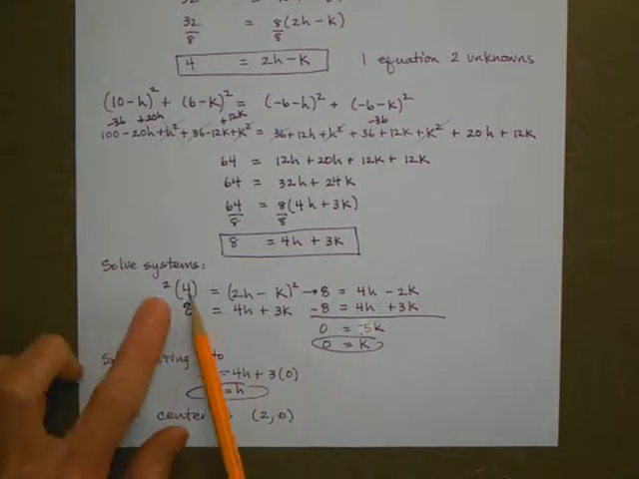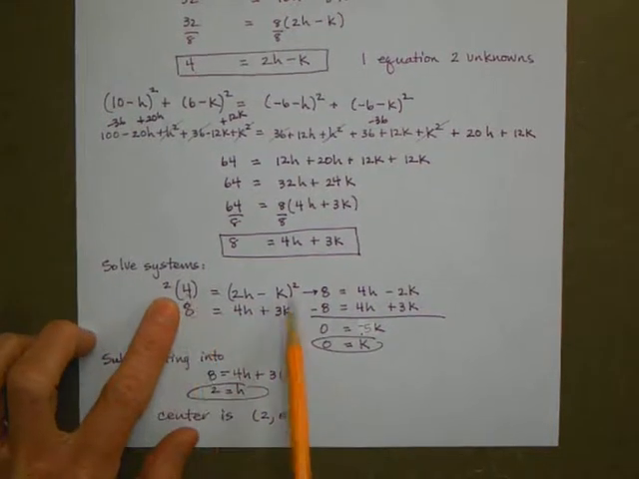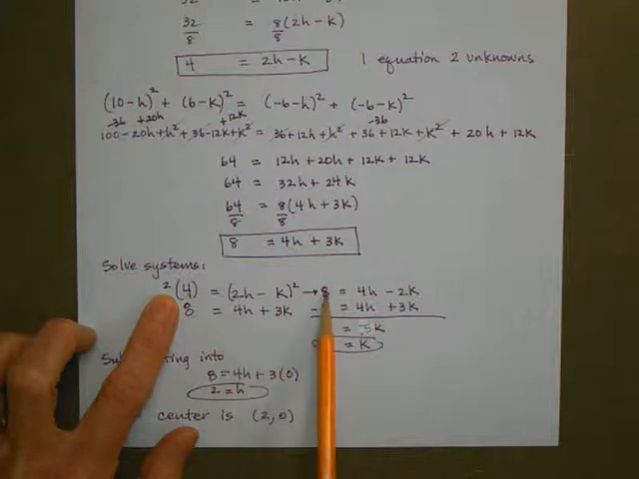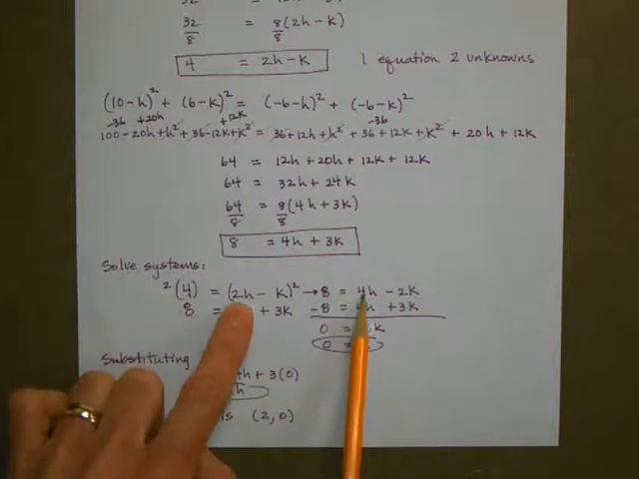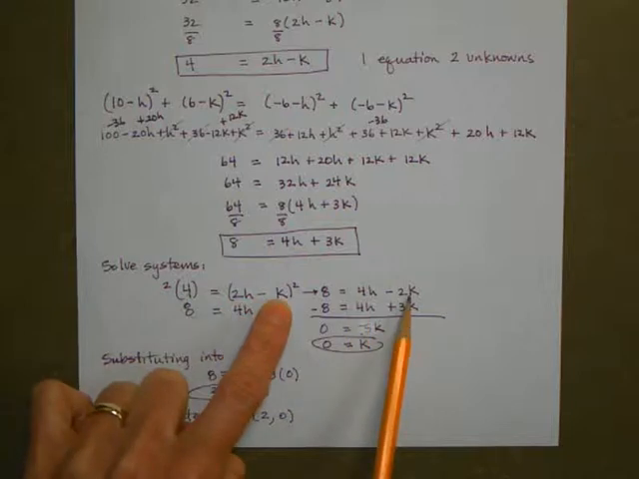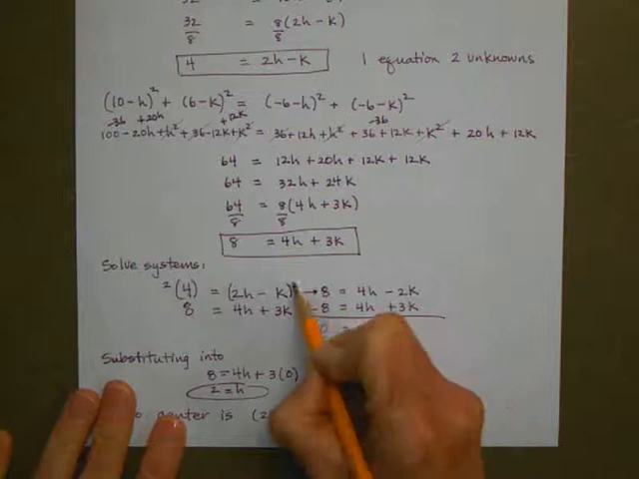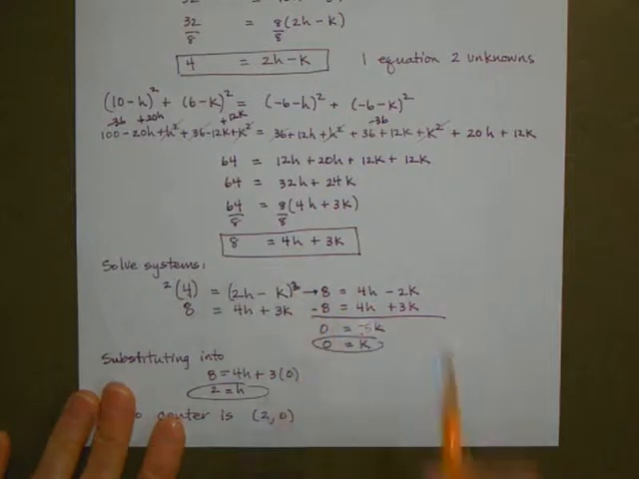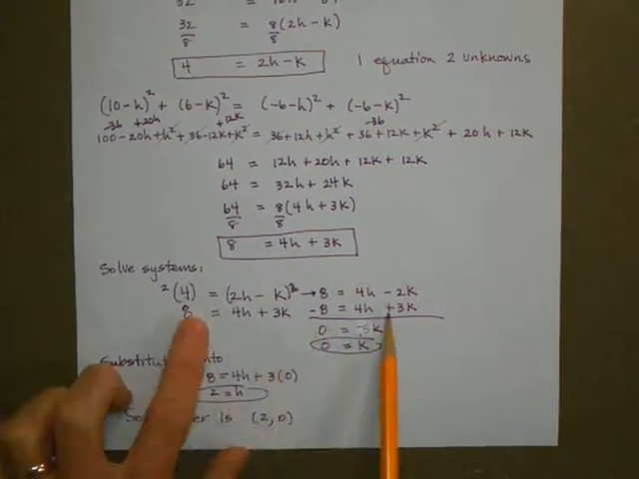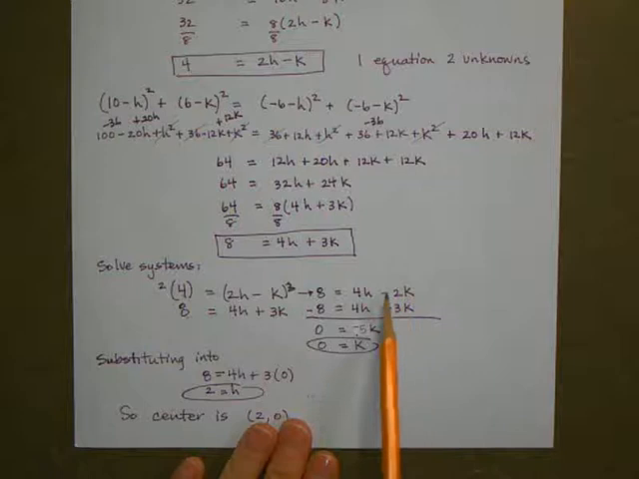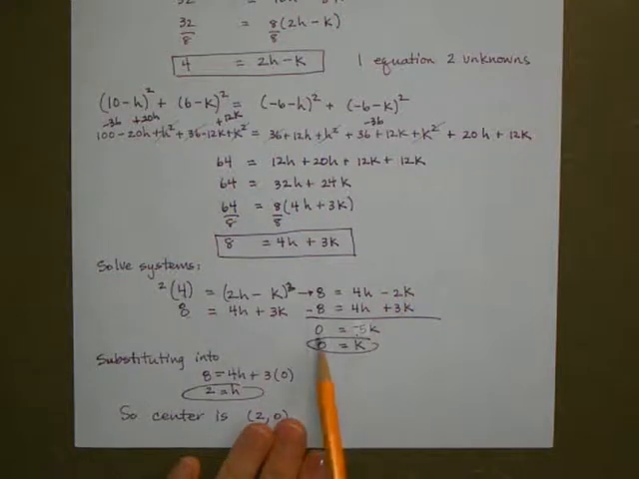Taking this top equation and multiplying both sides by 2 so that I can get rid of the 4's, I get 8 equals 4h minus 2k. So I multiplied both the right side and left side by 2. This looks like a squared, but it's not. I'm multiplying by 2. And then using this bottom equation, I subtract the two equations. So 8 minus 8 is 0, 4h minus 4h is 0h, and then negative 2k minus 3k is negative 5k. Dividing both sides by negative 5, I get k equals 0.